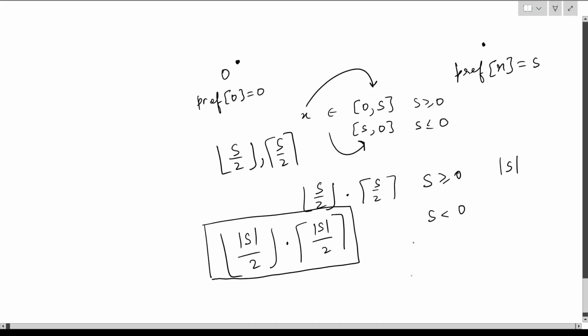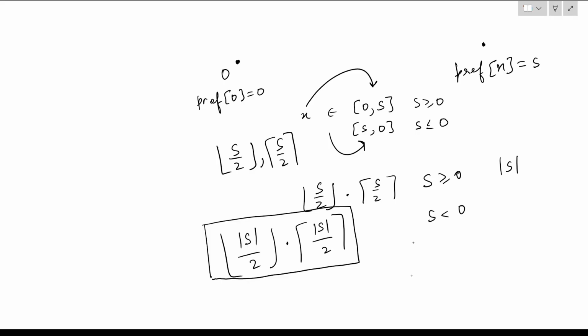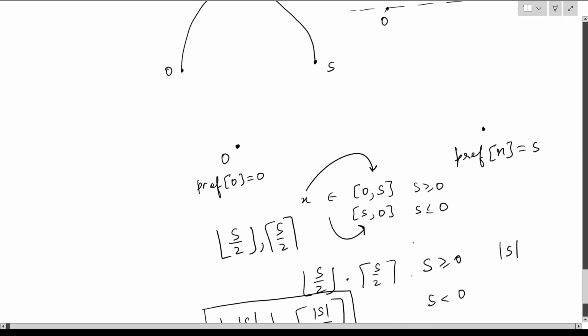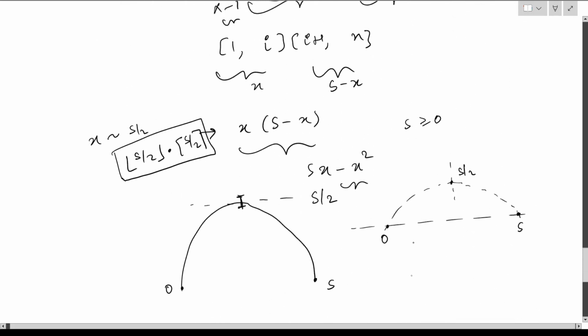Could you give a crude proof of this floor and ceil value? Why are we taking this particular value? Which part of this argument was not clear?